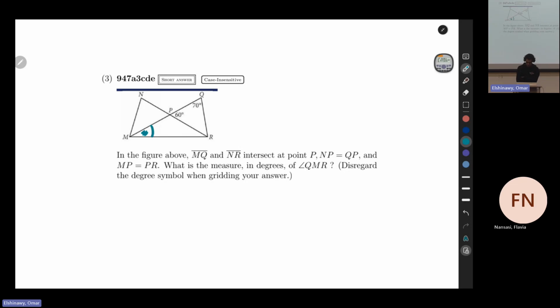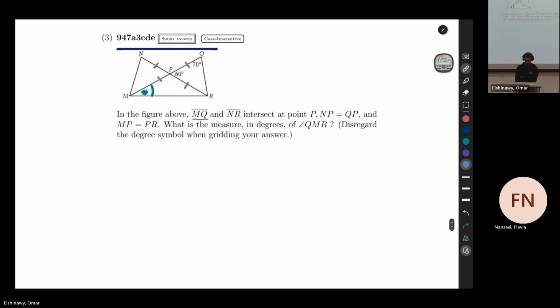So we're looking to find Q and R. And what are the givens? NP is equal to QP, and MP is equal to PR. Yes, it is a very interesting problem. I think it deals with a different idea, which I think is about congruent triangles.